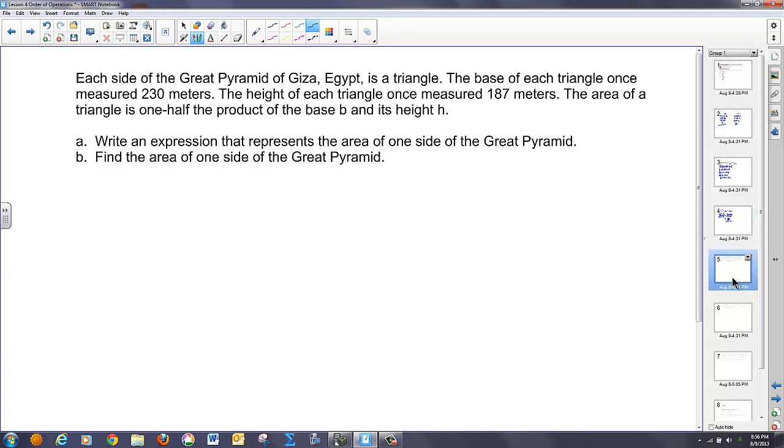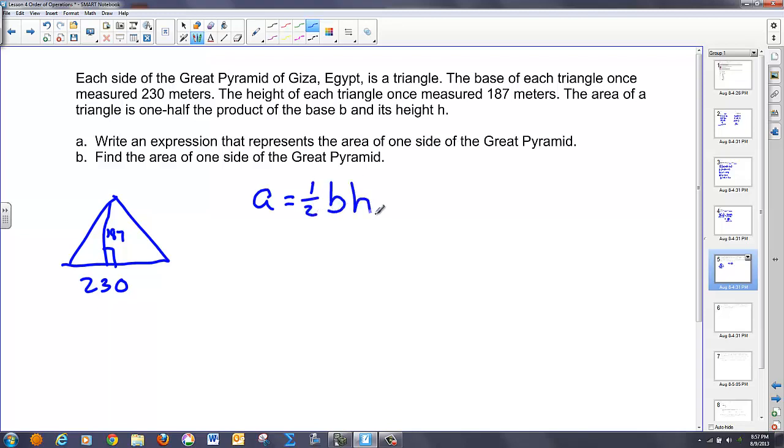So let's look at a couple of word problems. It says each side of the Great Pyramid is a triangle. So the first thing I'm going to do is draw a triangle, because I know we're talking about triangles. The base of the triangle measured 230 meters, so the base is the bottom, and the height measured 187. The area of a triangle is half the product of the base times the height, which we already knew. We studied the areas already. So the area equals 1/2 the base times the height.